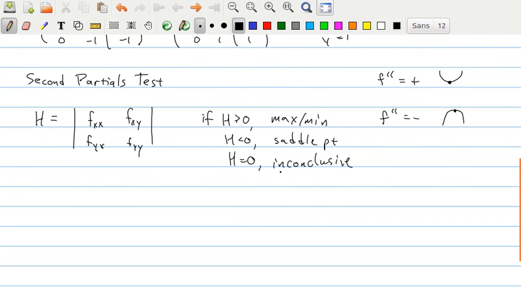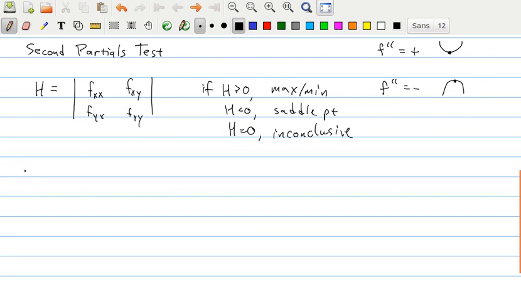So let's maybe look at an example of each of these. For our first, let's say we've got this function f of x, y. We'll do something that's nice and easy, x squared plus y squared. So first we go through and take the gradient. We get 2x, 2y, and this has to be equal to 0. This is a fairly easy system to solve.